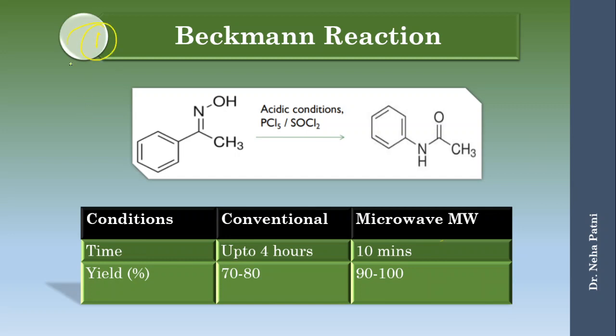First is the Bachmann reaction. So this is the reaction, and I'm not going to go into the details of the reaction and the mechanism. That's more of chemistry. I want to stick to green chemistry only. So let us quickly see the examples one by one. In this conventional approach, it takes almost 4 hours, but when you switch to the microwave method, it only takes 10 minutes, and now you imagine your yield is also increased. So definitely it's a better method.